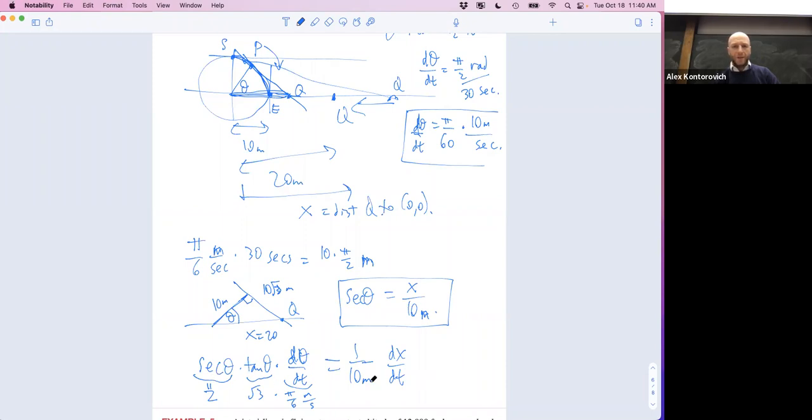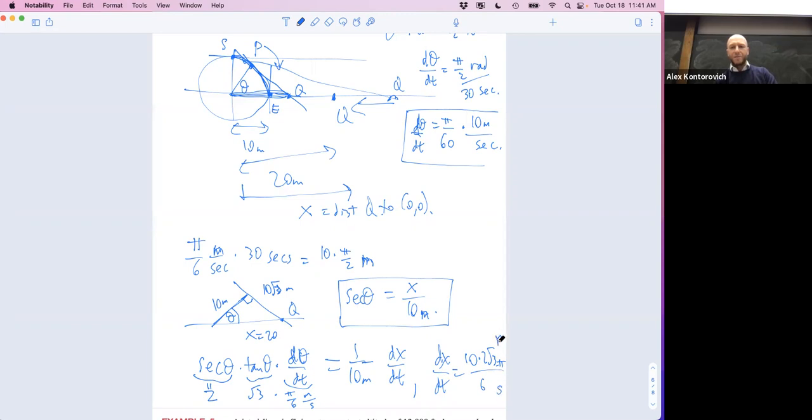Something I don't like, because I'm about to multiply by 10 meters on both sides, then I'll get meters squared per second, but that's not how x is changing. What's wrong here? The secant is a length divided by a length, so it has no dimension. Tangent has no dimension. The d theta dt we measured in terms of these radians, which we converted to meters. So this is changing in meters per second. dx dt should not be meters squared per second. Something's wrong here. If I take dx dt, I get 10 times 2 times root 3 times pi over 6, and now I'm getting meters squared per second. Of course, it should be meters per second.